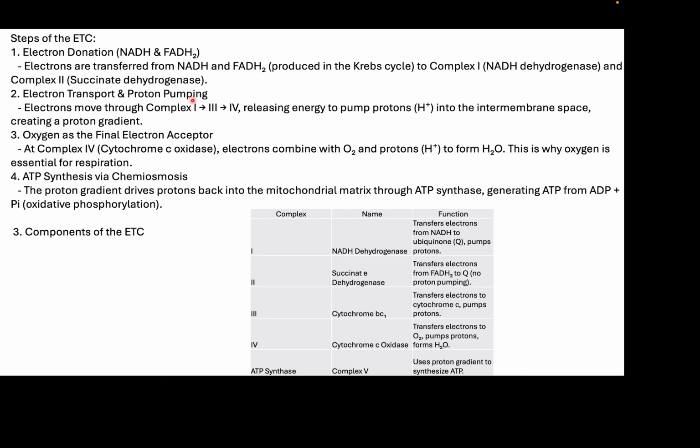The third step of the electron transport chain is at complex 4, which is called cytochrome C oxidase. Electrons combine with oxygen and protons to form water. This is why oxygen is essential for respiration. When we are breathing, we are taking in air. We say that we need oxygen, or we need air, right?